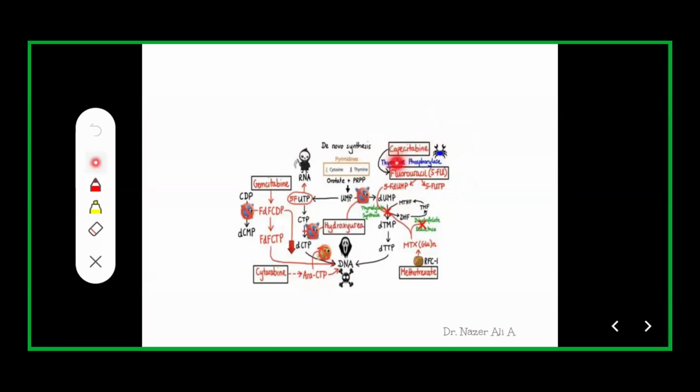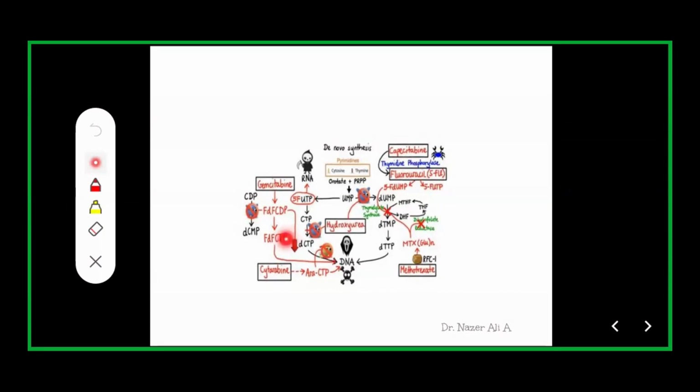So these drugs, both the purine and pyrimidine antagonists, interfere with the normal de novo synthesis process by which purines and pyrimidines are synthesized. As a result, there is no possibility for these nucleotide bases to get incorporated into DNA. So as a result, there will be cell death.